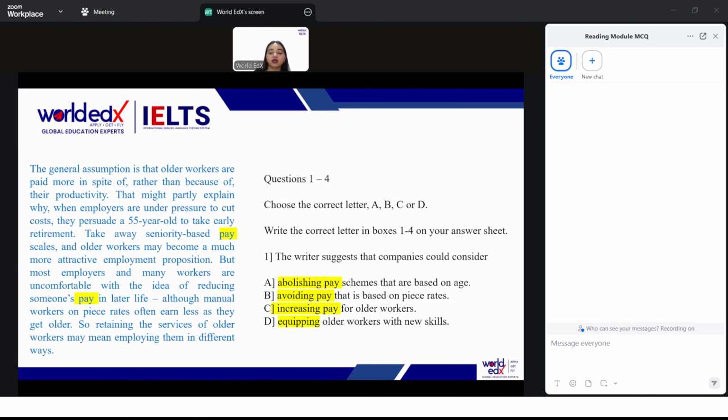Now if you read over here, you will be able to find out the correct answer by just looking over here. The correct answer would be equipping older workers with new skills, because as they become older, they cannot be paid more. The only thing that can be done is they can be taught new skills. And then after that you can definitely see that there are some options that you can eliminate. There are some options that you will have to really delve deep into, and that's how you basically find the options.